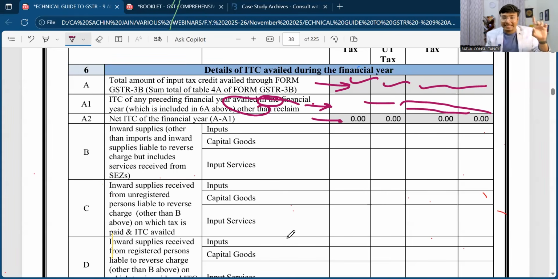Sir, how to set off the taxes, we'll discuss. If you are showing any additional liability, how the same will be reflected, we'll discuss.